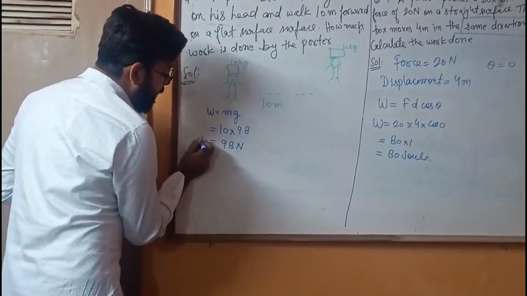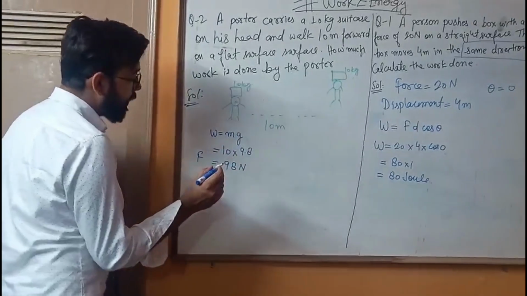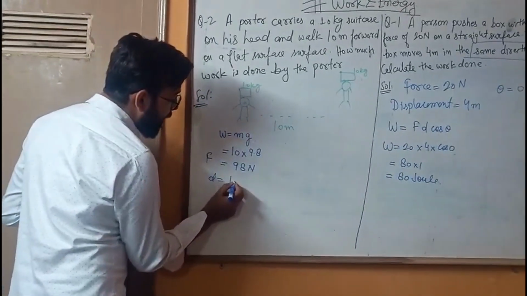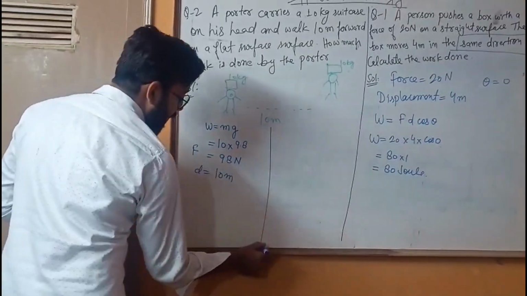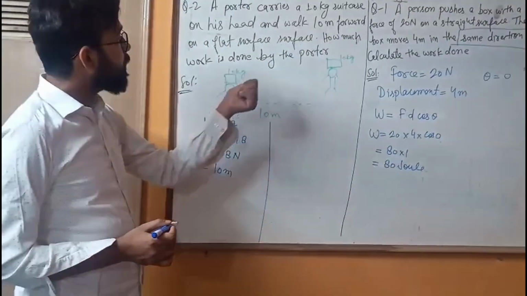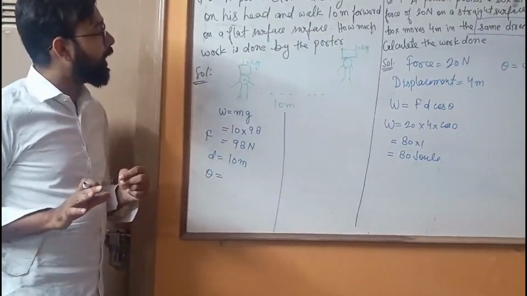So our force is 98 Newton and the displacement is 10 meter. So it has moved 10 meter from there. And now we have to find how much work he has done. Okay, what is the angle? Can we discuss the angle?